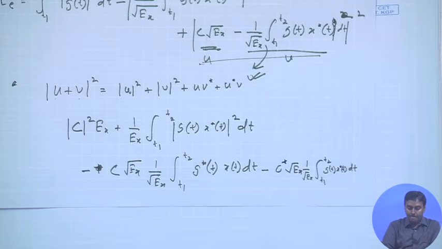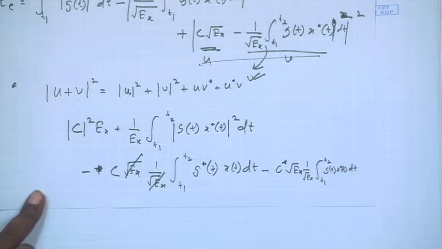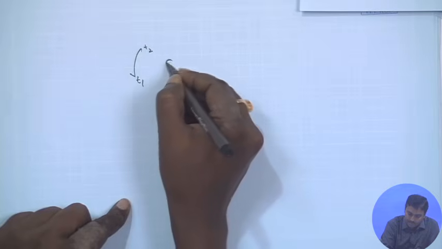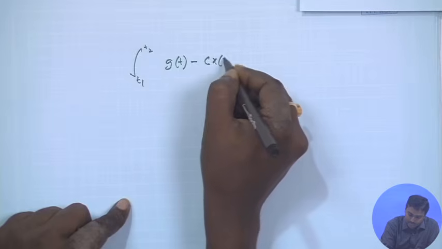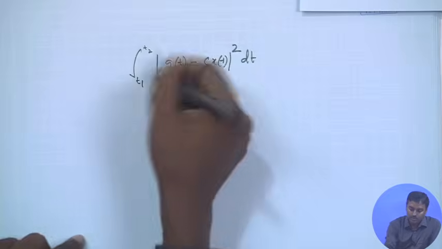Fine. Now, let us try to see if this is exactly equivalent to our |g(t) - c x(t)|². It is, eventually, because you can see this Ex gets cancelled, this Ex gets cancelled. Okay. So, what do we get? We had the integral from T1 to T2 of |g(t) - c x(t)|² dt. Okay. So, T1 to T2, right.